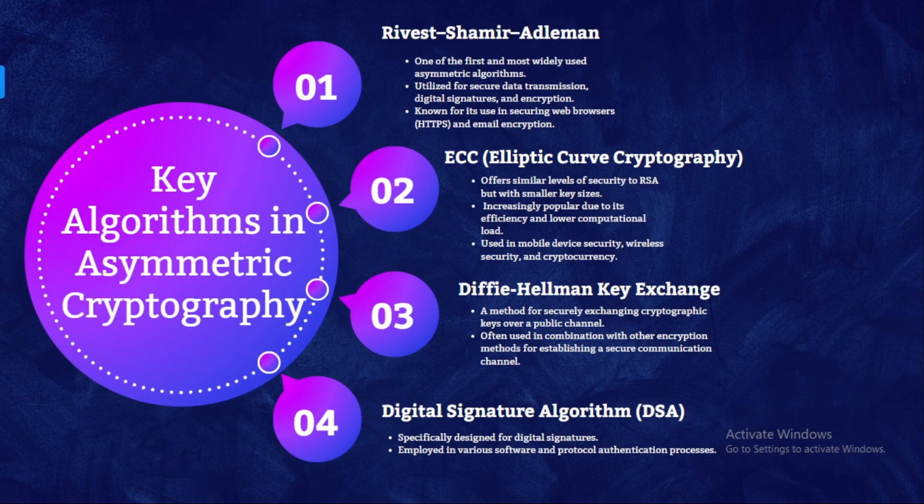We also have ECC, elliptic curve cryptography. It offers similar levels of security to RSA, but with smaller key sizes, increasingly popular due to its efficiency and lower computational load, used in mobile device security, wireless security, and cryptocurrencies. And we have Diffie-Hellman, which can be used to exchange keys. We'll delve deeper into exchanging keys, encrypting messages, and digital signatures throughout this series later on.